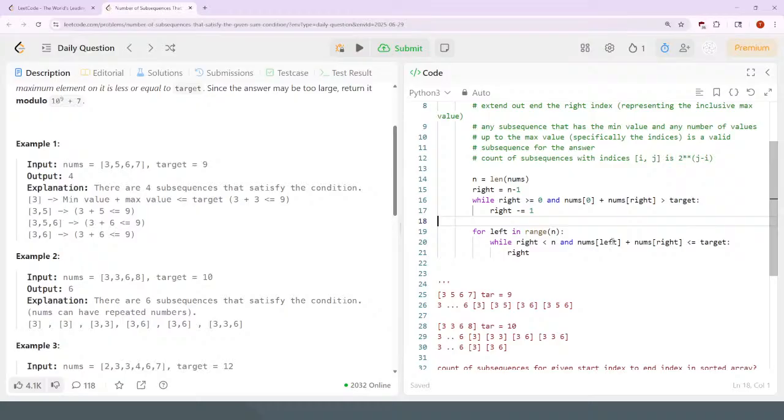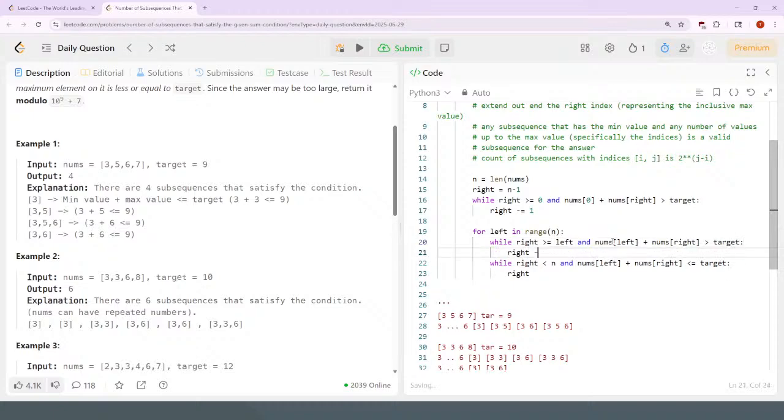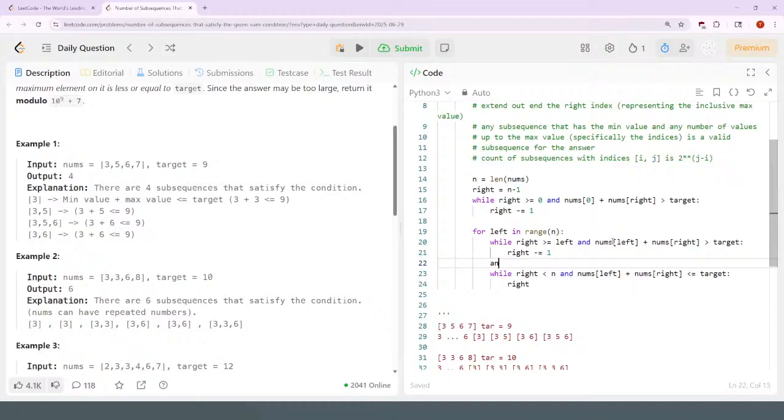Okay, so you stop there, and then for every left in the range of n, I think you still have the while loop here. While right is greater than or equal to, I think this one should be greater than or equal to left, and nums at left plus nums at right is greater than target, right decrements. And then answer plus equals, this could be false.